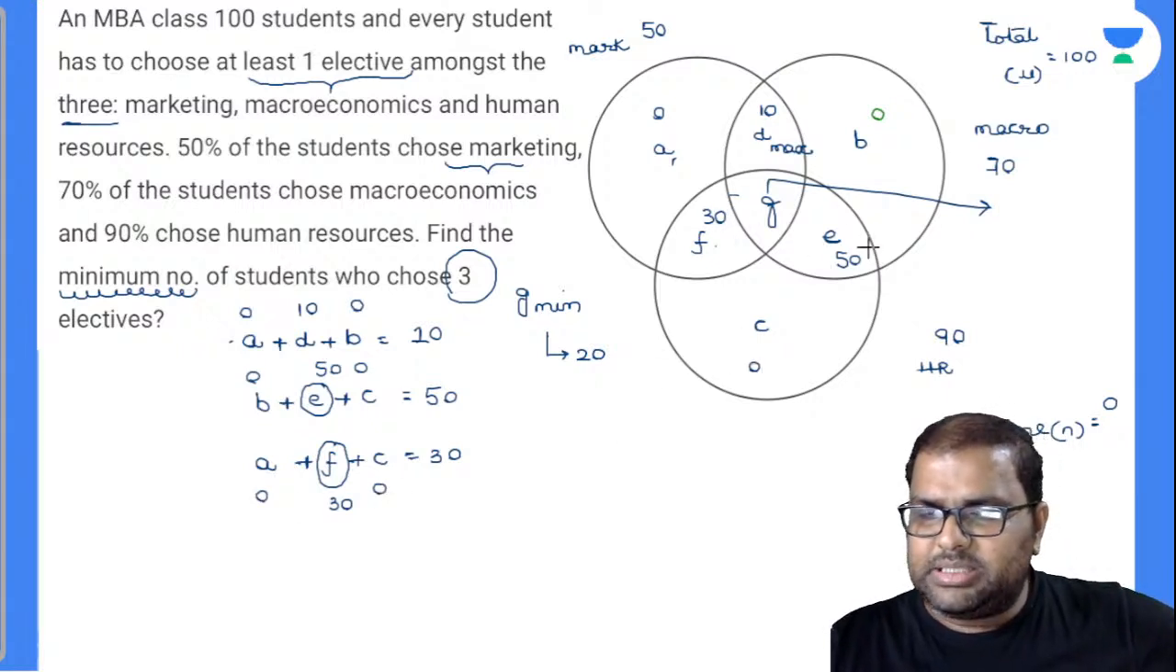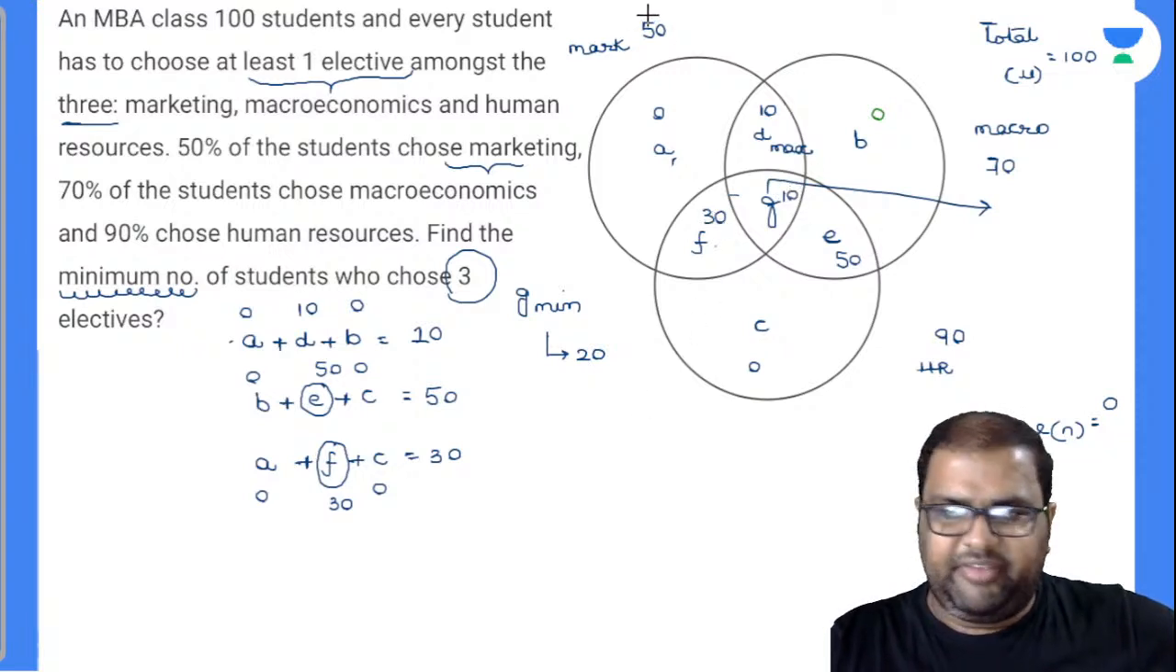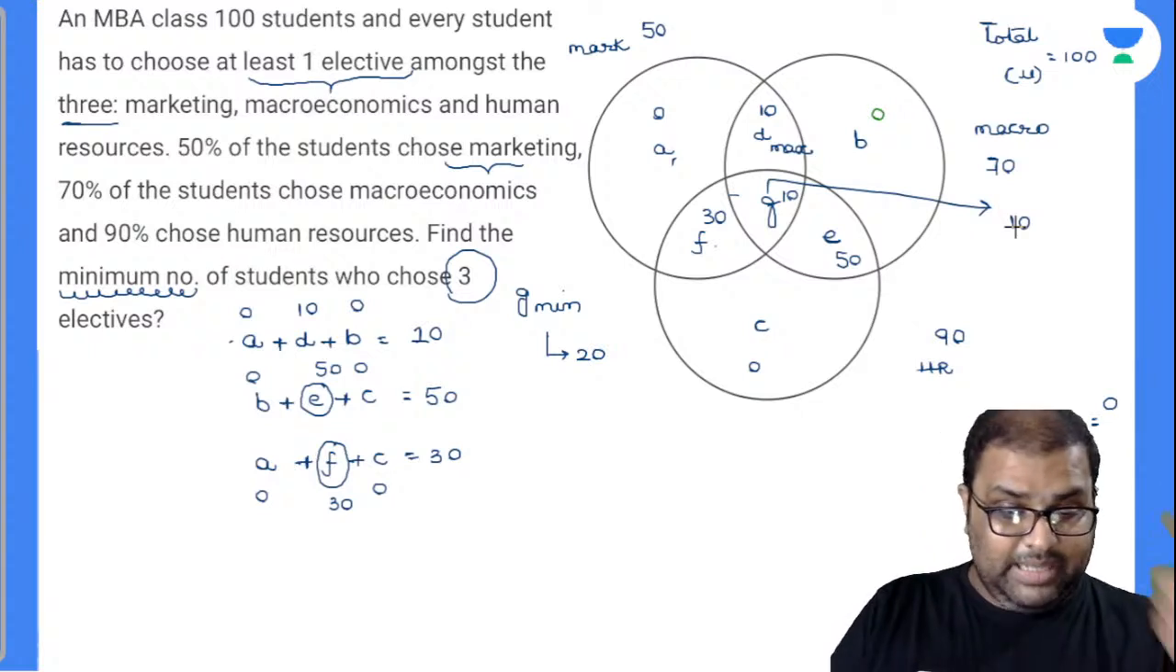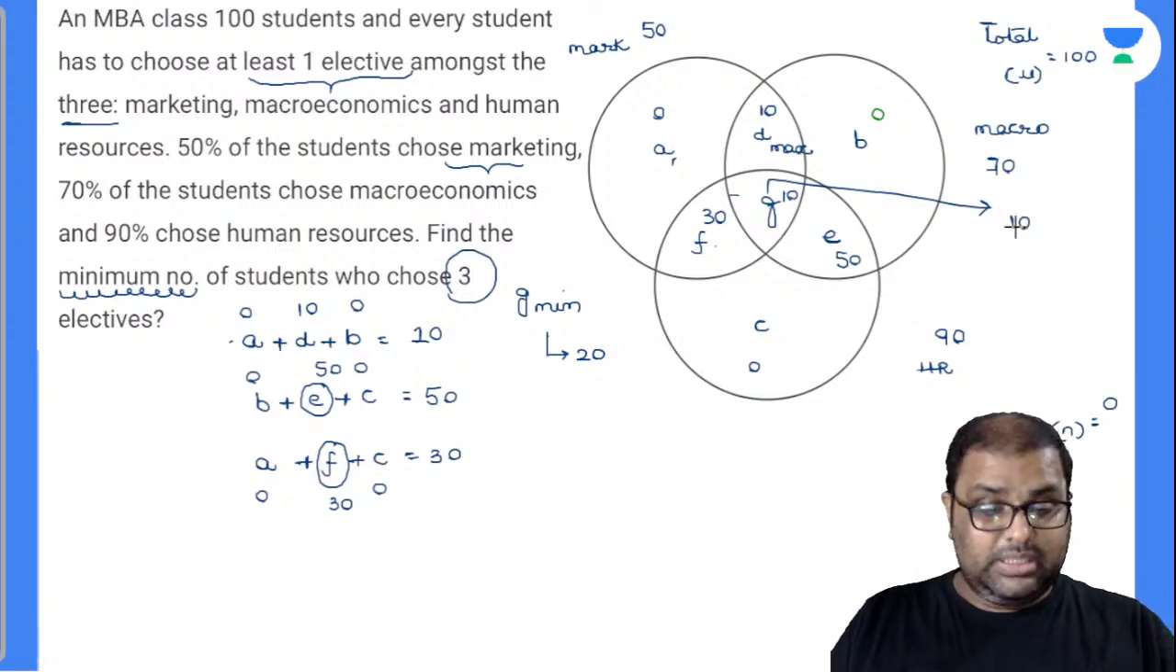Now 50 plus 30, 80, 80 plus 10, 90. So 30 plus 40 plus 10, 50. Now see here, 50 plus 10, 60, 60 plus 10, 70. My G value is 10 only here. Now see here, did I minimize it more than that? Yes, I have done it. So this is what, right?